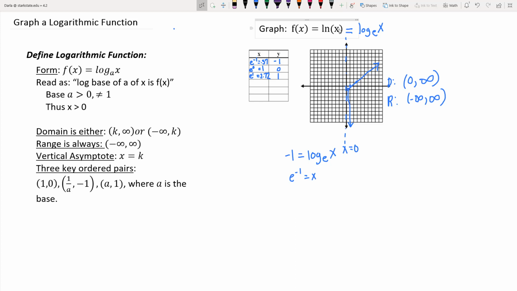Basically the points of the logarithmic function are the reverse of the points of the exponential function. You just swap the x's and the y's, which makes sense since they're inverse functions. Domains and ranges swap.